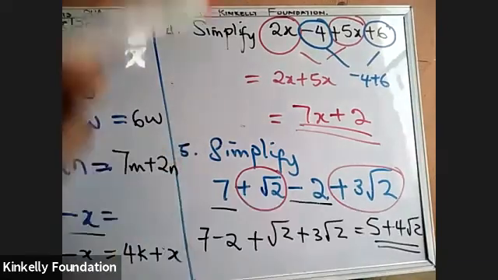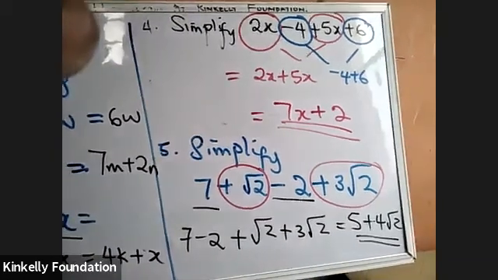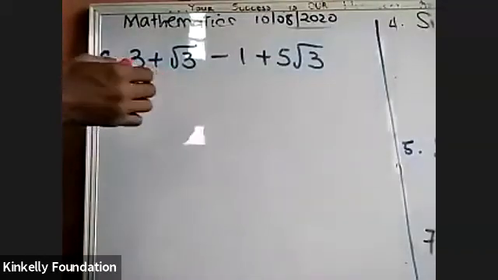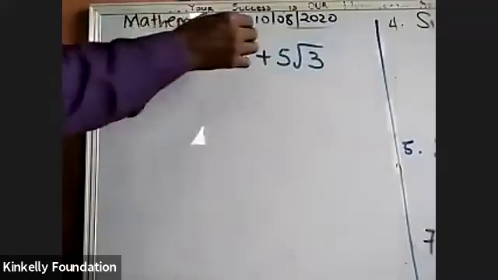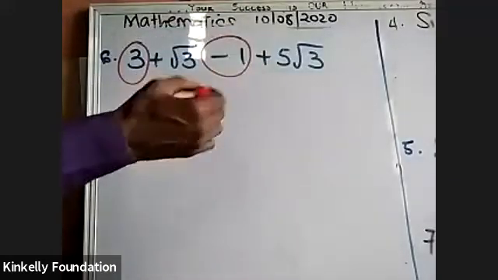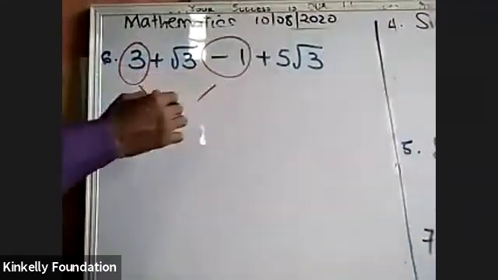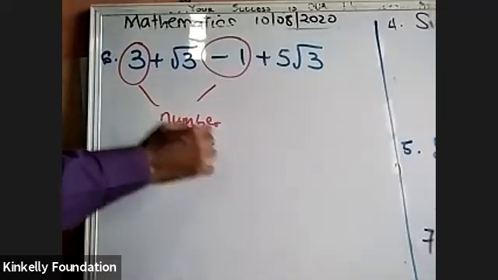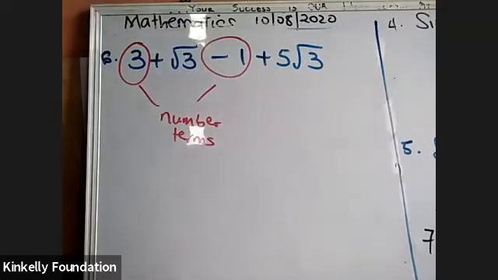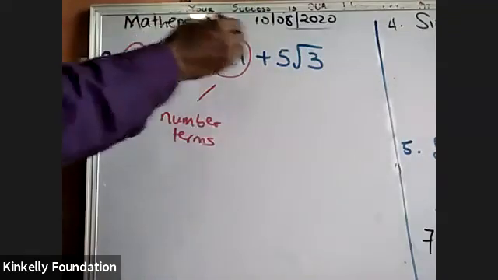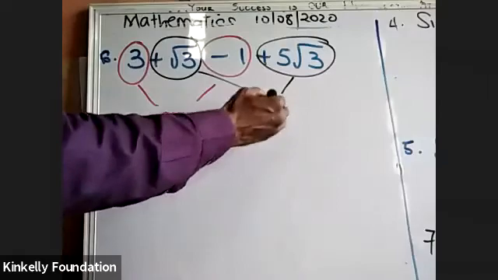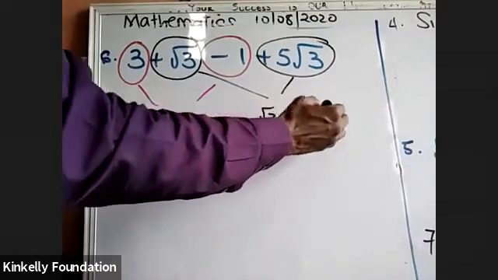You see this one. This and this are number terms. This one and this one are what? Root 3 terms.